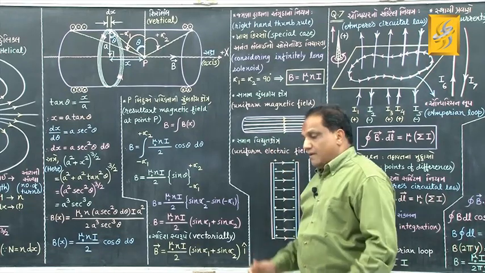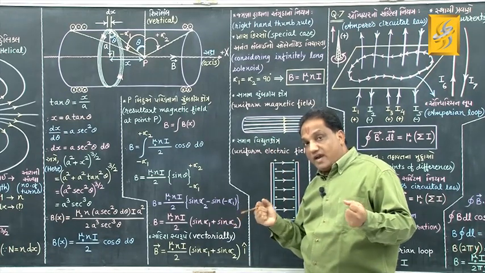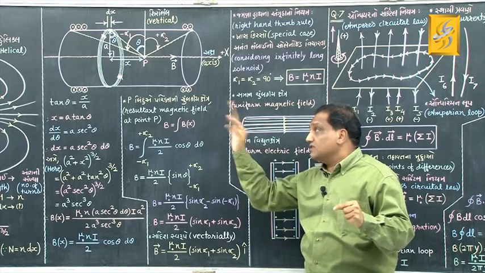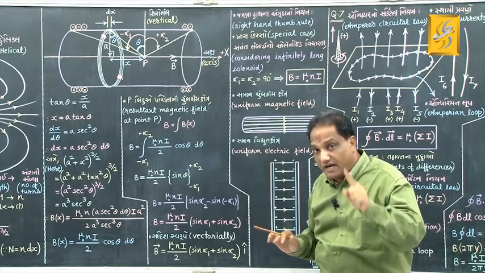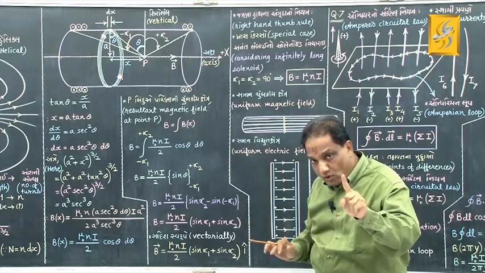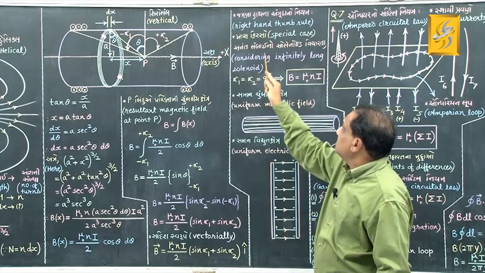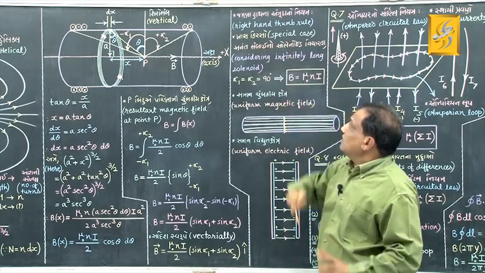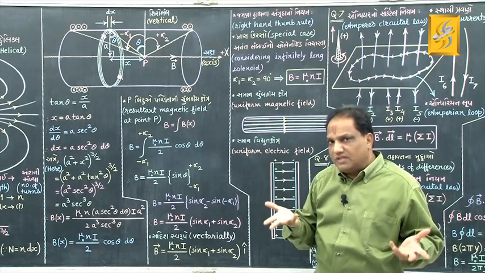Got it? But how to find the direction of the magnetic field produced on the axis of this current carrying solenoid of finite length? For that there is a rule, and that rule is known as the right hand thumb rule. Right hand thumb rule. What is that right hand thumb rule?